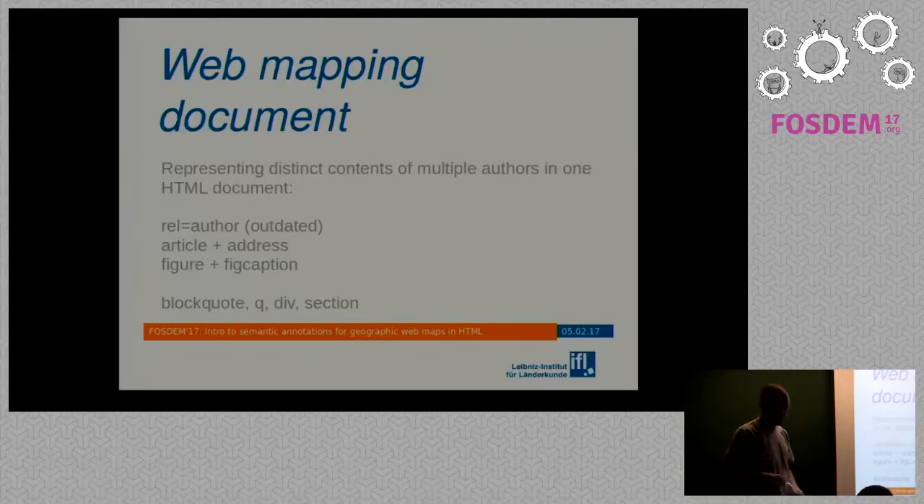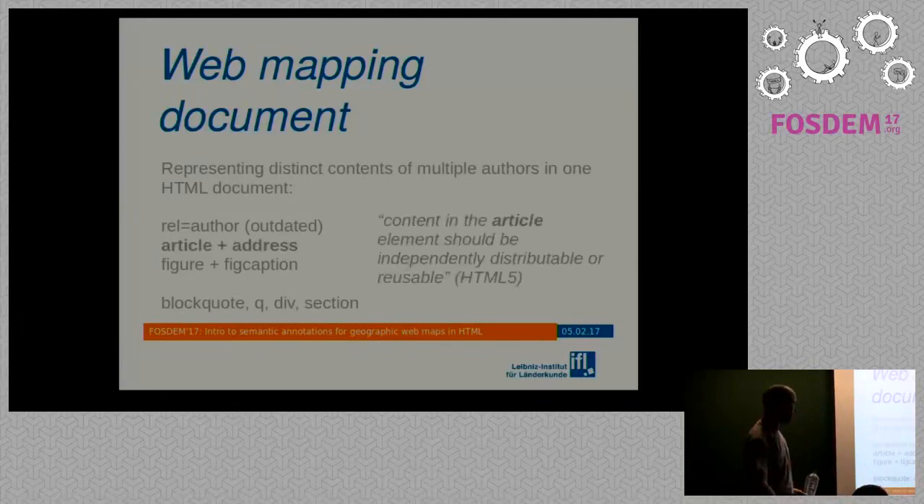So I had to study a bit of HTML and how to express content of multiple authors in one document. I investigated some terms, and these are basically all the old approach, and these are all the tags which actually allow for structuring the content, depending on that there are many authors. I decided to go for a mix of article and address. Because the content in the article, now describing a web map element, should be independent and reusable of the map it is used in.